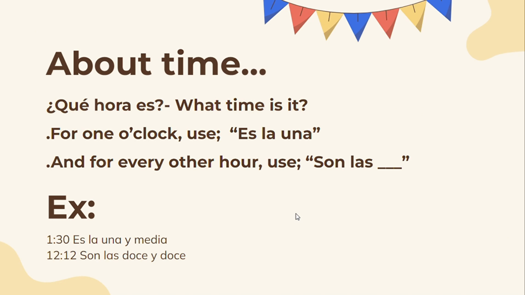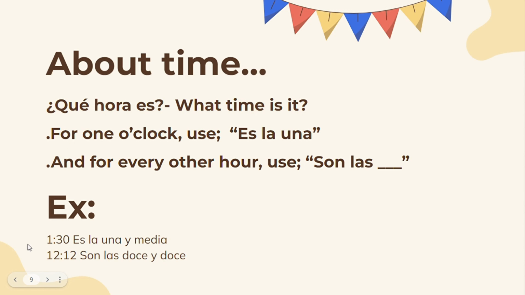Now it's time for time. A couple of phrases you might need. ¿Qué hora es? That is the phrase for what time is it. When we're saying it's 1 o'clock, we'll use es la una. And for all the other hours, 3, 4, 12, we're going to use son las. Son las once, it's 11. Son las seis, it's 6.